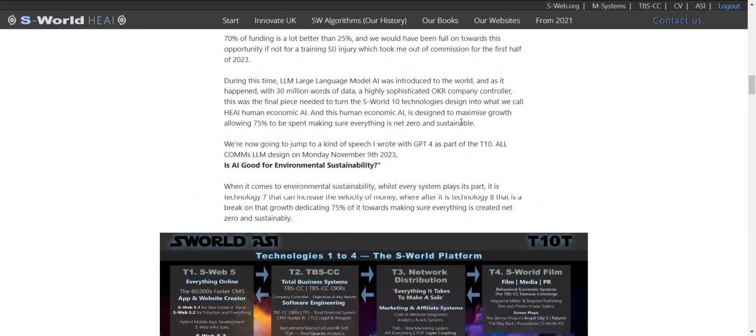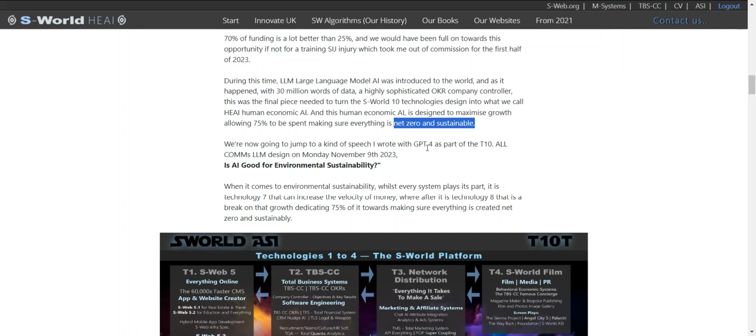Okay, where was I? AI designed to maximize the growth. Yeah, allowing 75%. That's what that system does. Technology 8 takes 75% of the growth, making sure everything is net zero and sustainable. We're now going to jump to a kind of speech I wrote with GPT-4 as part of the T10 Allcoms LLM, that's large language model design, on Monday, November the 9th, 2023.